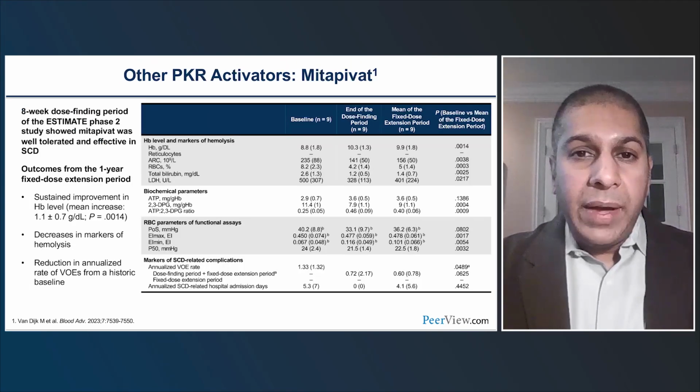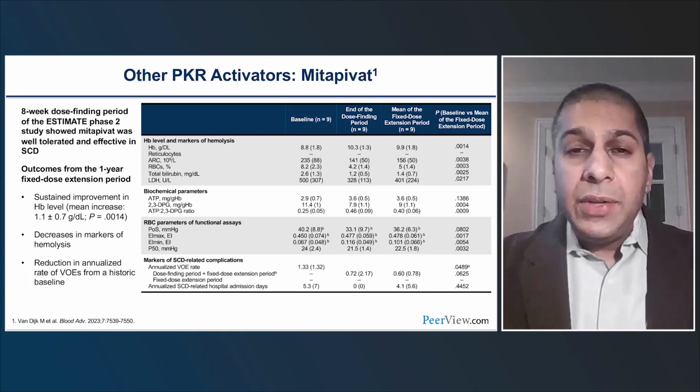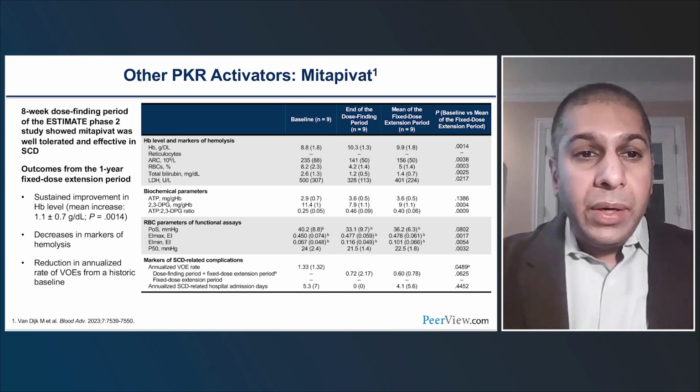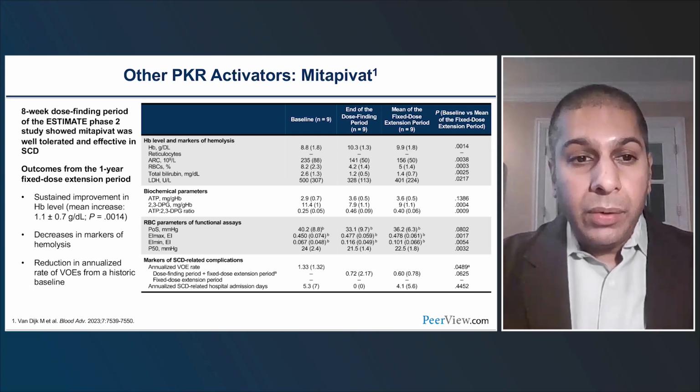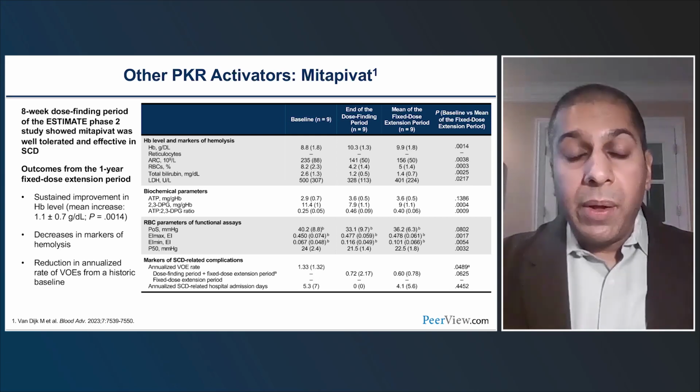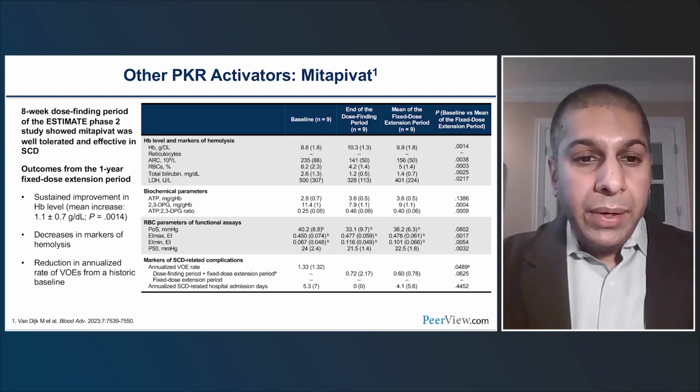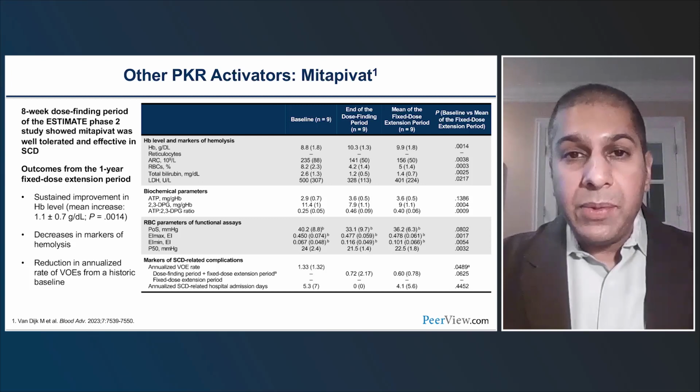Similar to etavopivat, mitapivat works by activating pyruvate kinase, and it's shown very similar results. Here, in an 8-week dose-finding study, sustained hemoglobin improvement was seen with a mean increase of 1.1 gram. Markers of hemolysis also decreased during the treatment period, and there was also a reduction in the annualized rate of vaso-occlusive episodes, showing that this pathway may be really important in helping people with sickle cell disease.